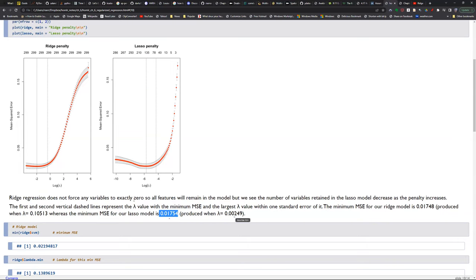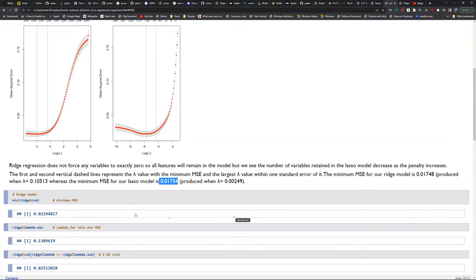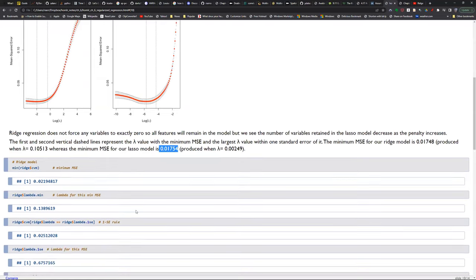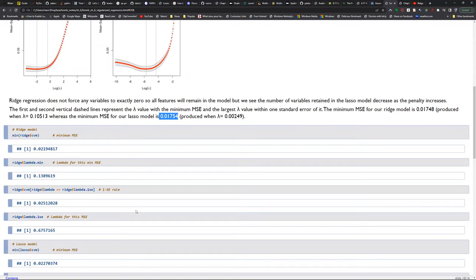So maybe the question that you have in your mind is, which lambda are we going to use? Let's see how this works. So the minimum CVM, the minimum mean square error for this model. This is from the book.